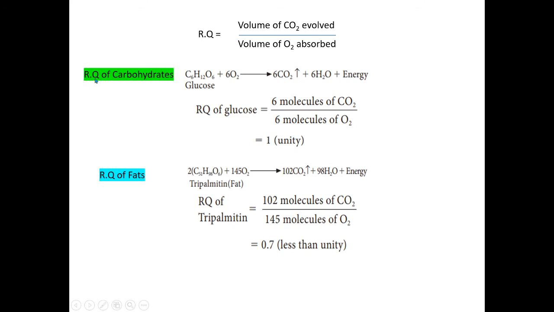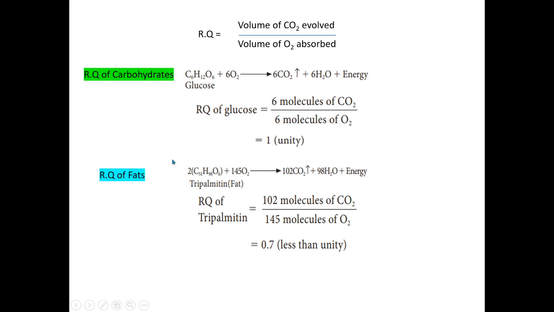If carbohydrates are the respiratory substrates, then we will see what its RQ, respiratory quotient, is. When hexose sugars such as glucose or fructose are oxidized, 6 molecules of oxygen are absorbed here, and 6 molecules of carbon dioxide are liberated or evolved. So RQ of glucose is equal to 6 molecules of carbon dioxide by 6 molecules of oxygen. So the 6 cancels, and the RQ of glucose is always 1. So all the carbohydrates have an RQ value equal to 1.